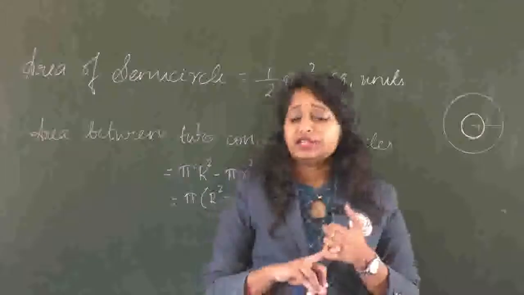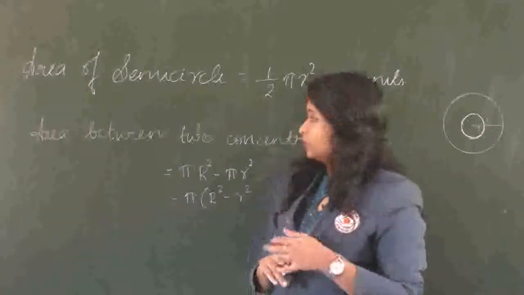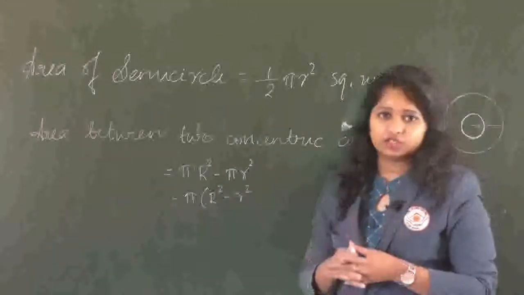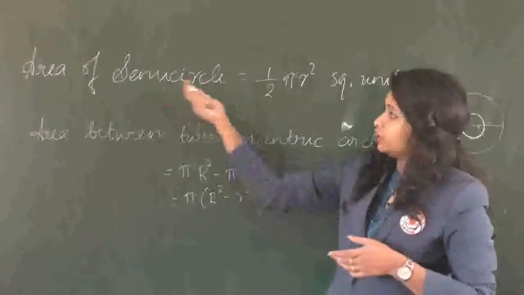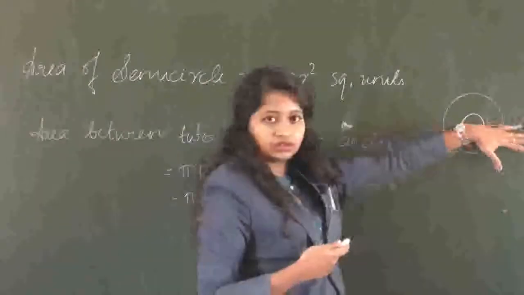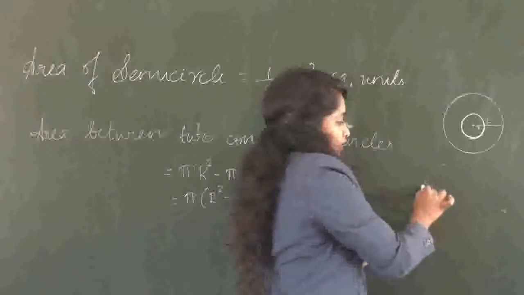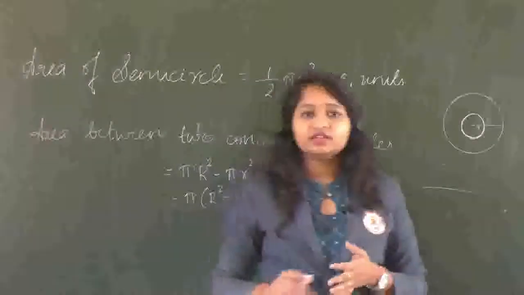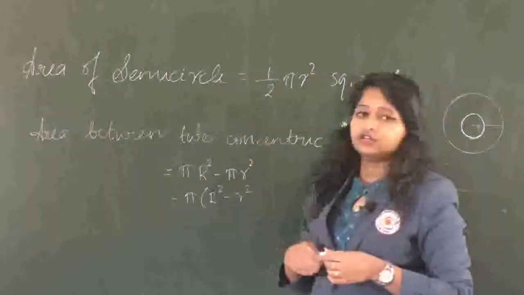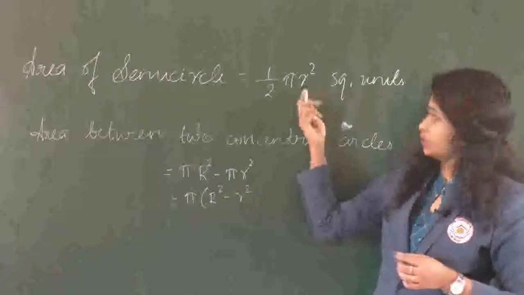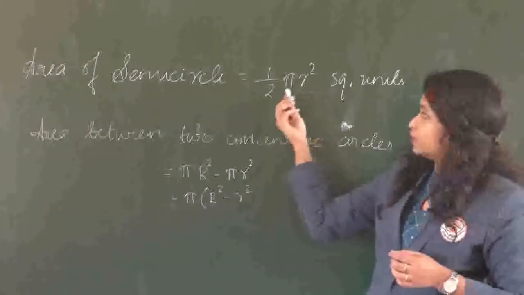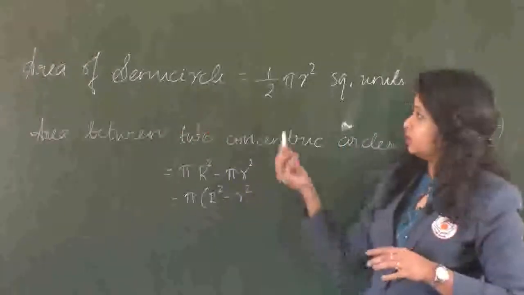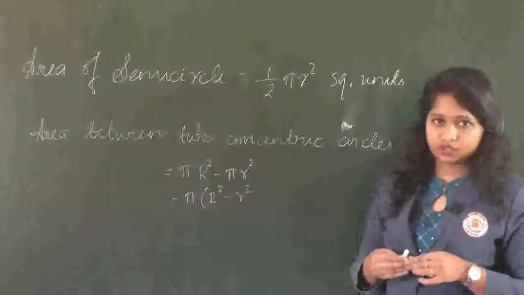So now let us see the area of a semicircle and the area between two concentric circles. For this we need to know the concept of the area of a circle. We already know that. So the area of a semicircle, that means half of the circle. If we have a circle then the half of it is called the semicircle. So to find the area, we have a formula half into pi r square. If we have pi r square, we can find the area of the whole circle. To find the semicircle's area, it is half into pi r square, square units.